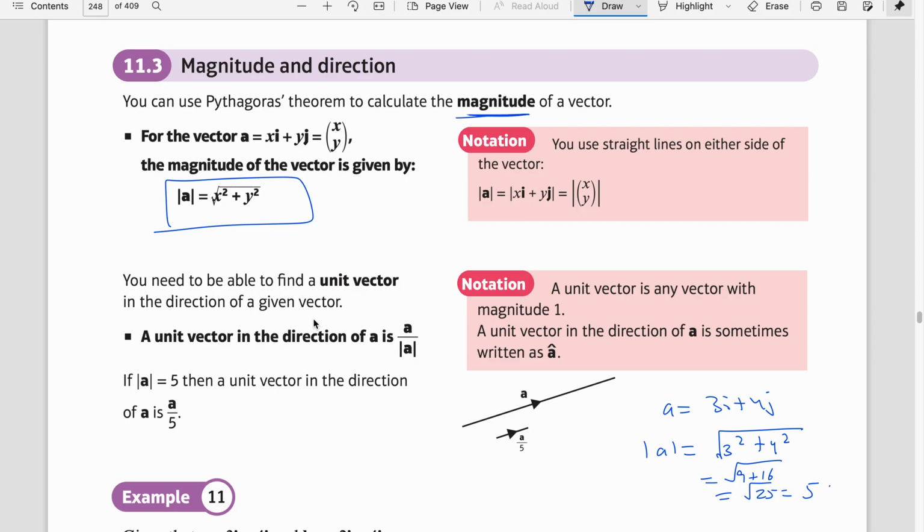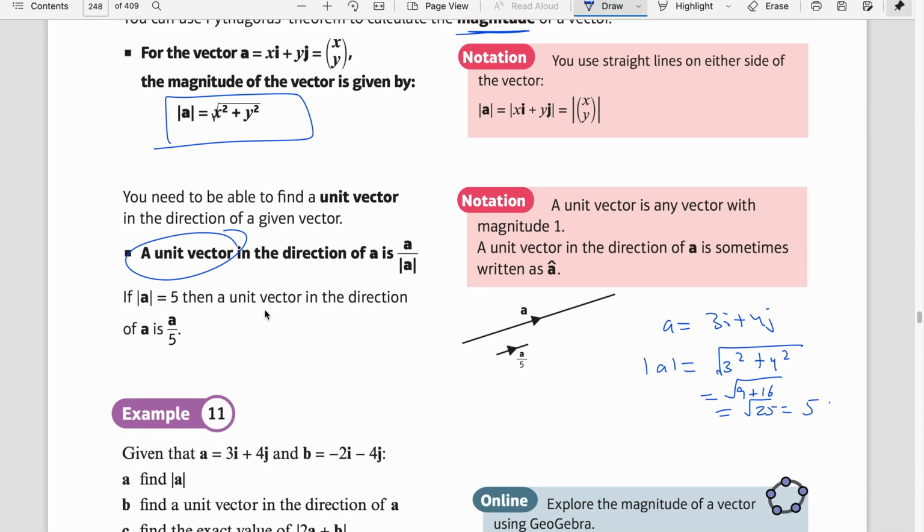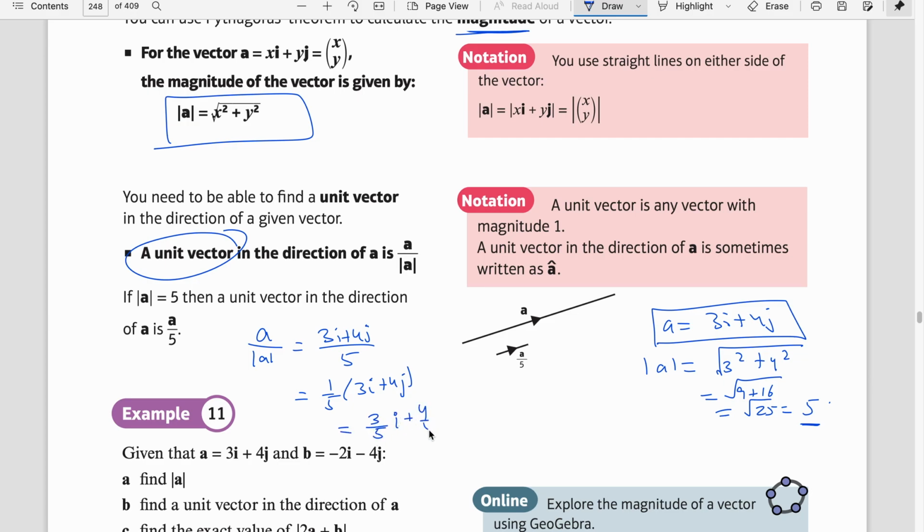Direction is basically the angle. And what is a unit vector? Whatever the magnitude is, you divide the vector by the magnitude. For example, we considered 3i plus 4j and the magnitude is 5. So the unit vector in the direction of A is the vector divided by the magnitude of A, that is 3i plus 4j divided by 5. This form is acceptable. 1 by 5 into 3i plus 4j is also acceptable. Third, 3 by 5 i plus 4 by 5 j. All three forms are acceptable.